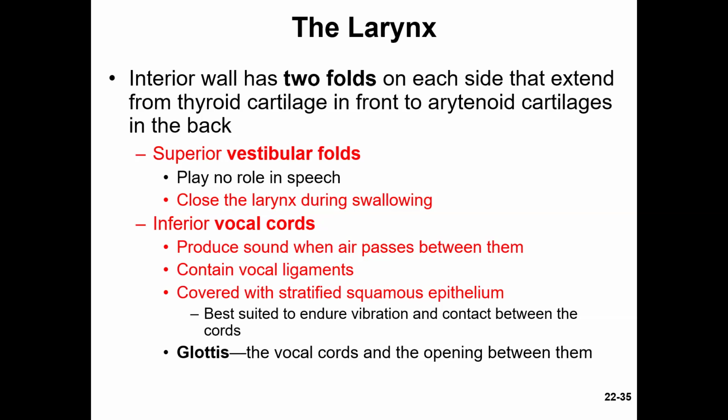The inferior folds are called the true vocal cords. They produce sound when air passes through them, contain vocal ligaments, and are covered with stratified squamous cells, because stratified squamous cells are going to be important in protection, right? Best suited to endure vibration and contact between the vocal cords. The glottis right here, right, is the opening in the vocal cords.